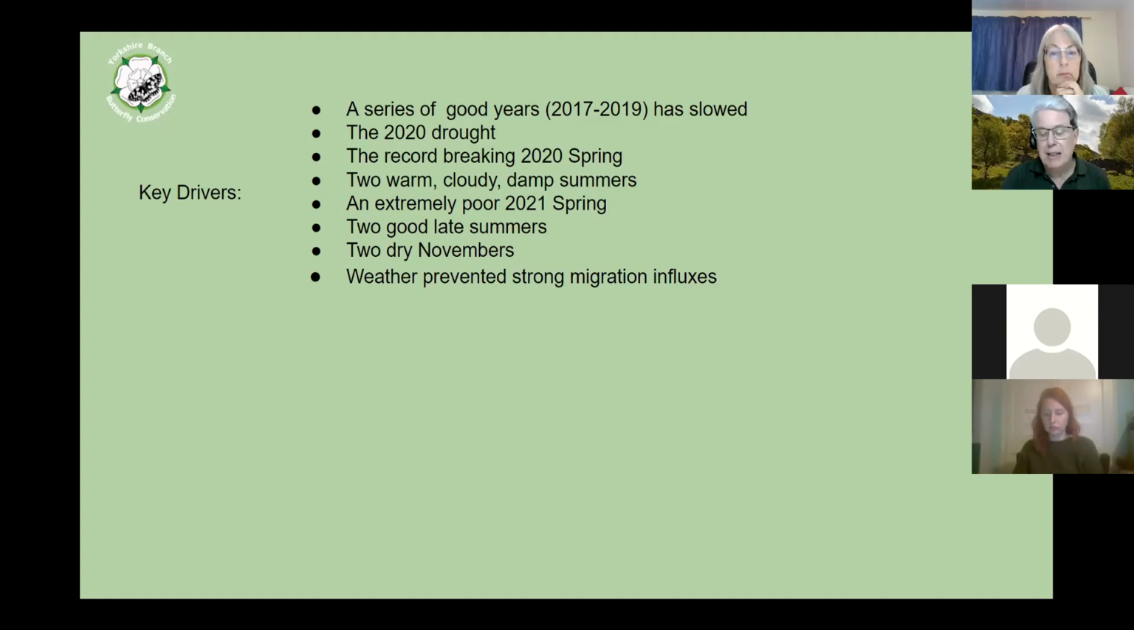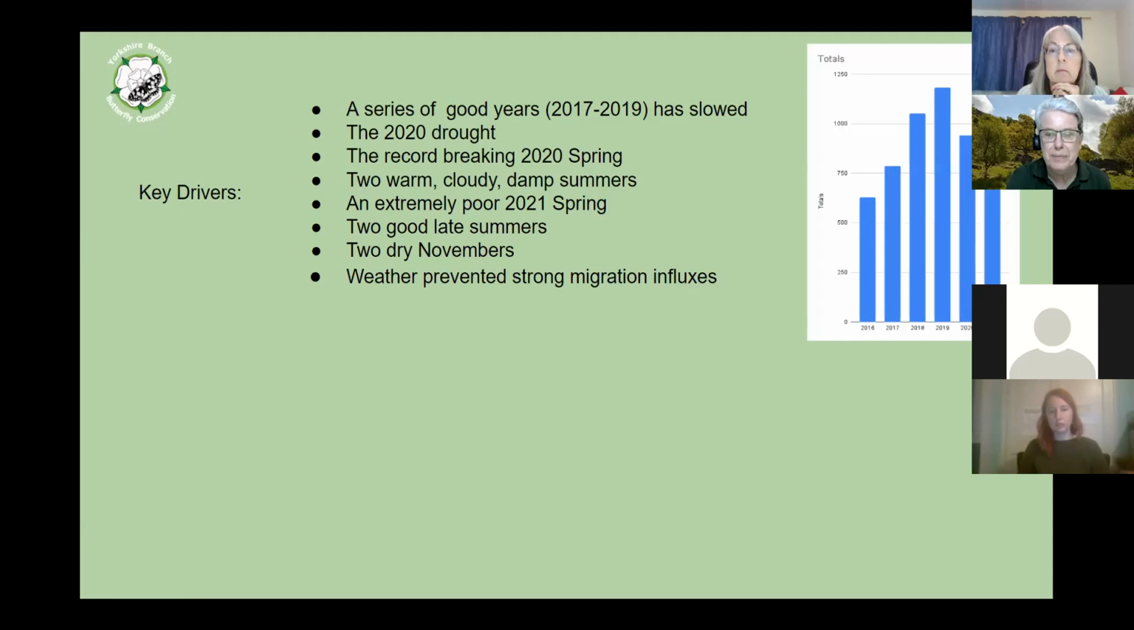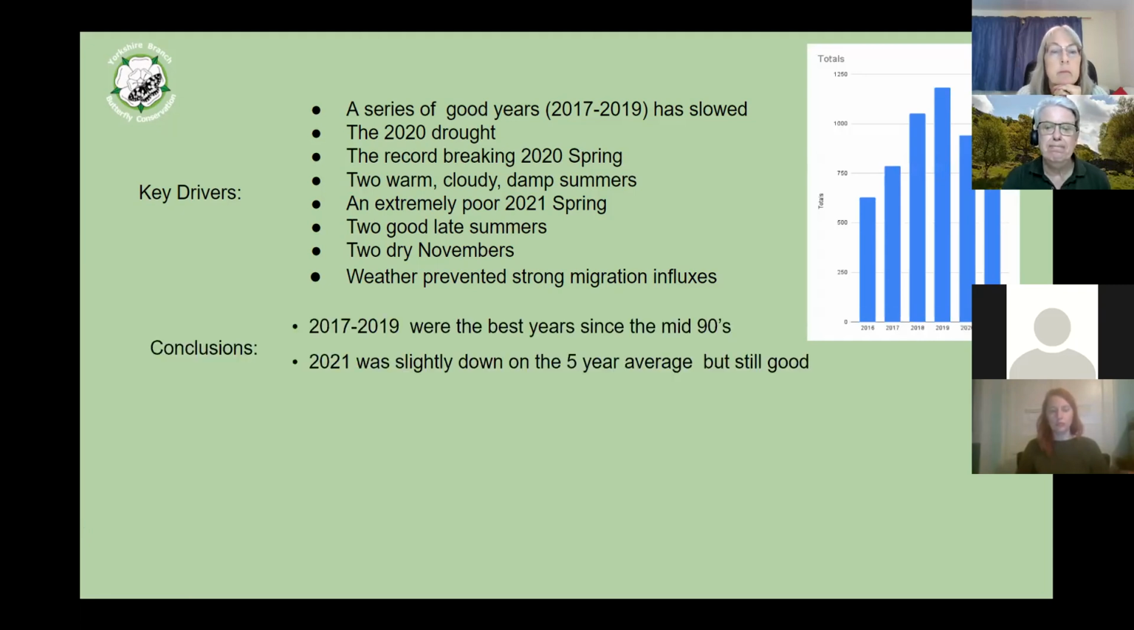The weather certainly this year has prevented lots of migration. Hence the Red Admiral has really suffered, not in the south of England, but in the north of England. Conclusions. 2017, 2019, best years since the mid-90s. 2021, slightly down on the 5-year average, but still a good year.